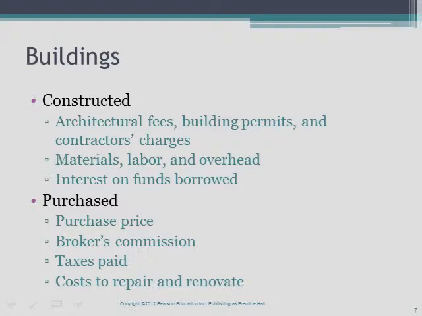The cost of constructing a building includes architectural fees, building permits, contractors' charges, and payments for material, labor, and overhead. If the company constructs its own building, the cost will also include the cost of interest on money borrowed to finance the construction. When an existing building, whether it's old or new, is purchased, its cost includes the purchase price, brokerage commission, sales and other taxes paid, and all expenditures to repair and renovate the building for its intended purpose.